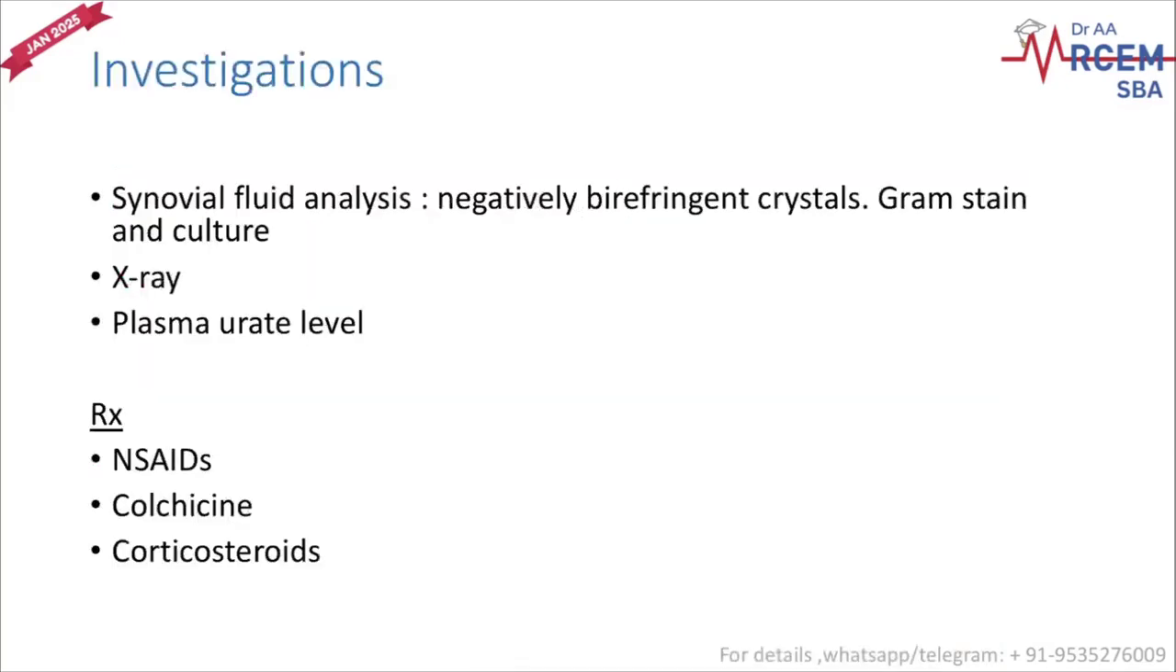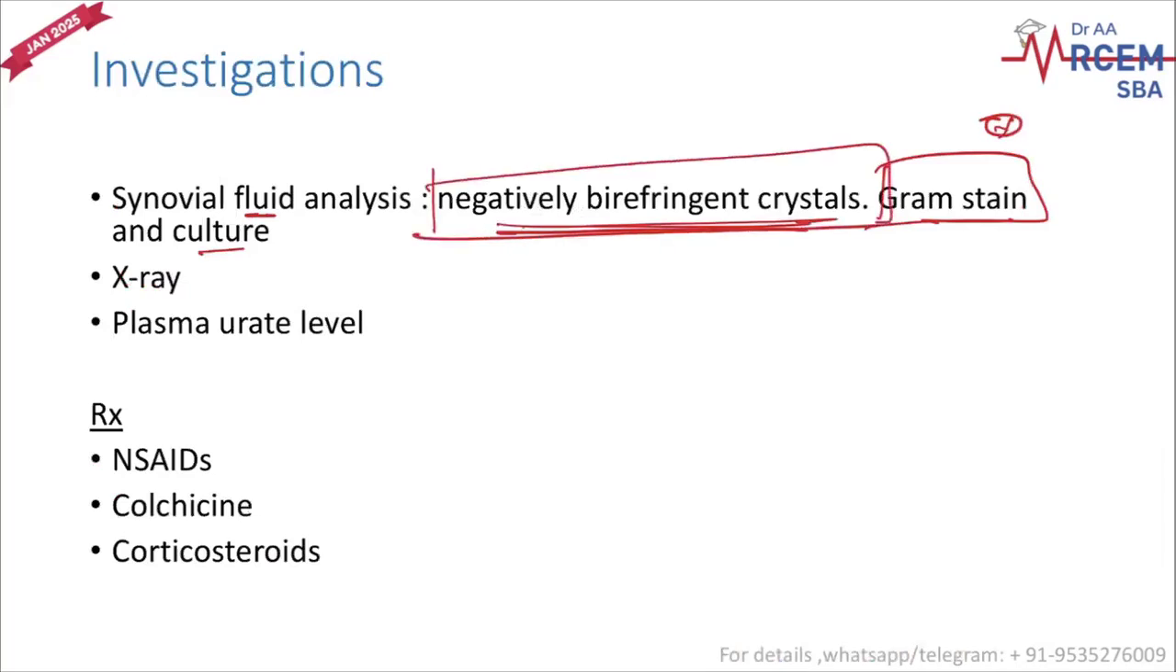What is the investigation? You will do a joint aspiration and send for synovial fluid analysis. In synovial fluid analysis, the important thing is that gram staining and cultures will be negative. This helps you to rule out septic arthritis. Negative birefringent crystals, you need to remember this, are suggestive of gout. Positive birefringent crystals, if they are present, that is pseudogout.